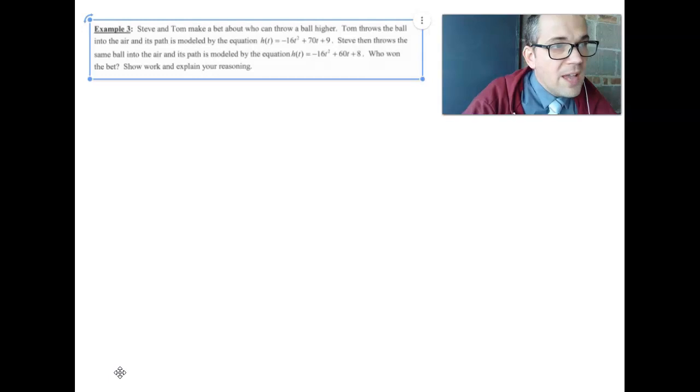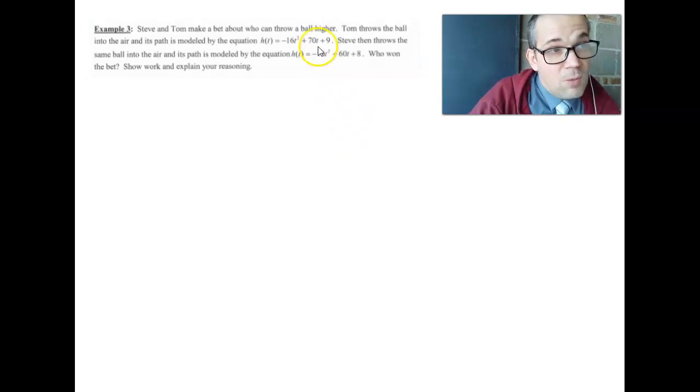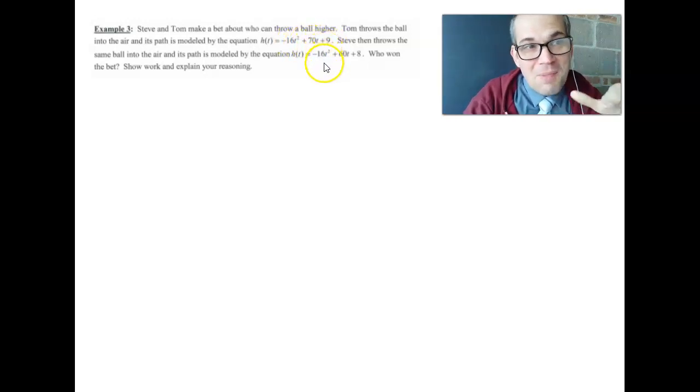So on the one hand, we have Tommy, and not that you necessarily need to know this, but we know enough to pull this equation apart. Tommy, when he threw the ball, it left his hand at 70 feet per second, and it was 9 feet off the ground. Steve threw his ball 60 feet per second. It was 8 feet off the ground. Just based off of that, you might figure out this guy threw the ball harder, it started higher, he's probably winning the bet. But I want to see the math involved.